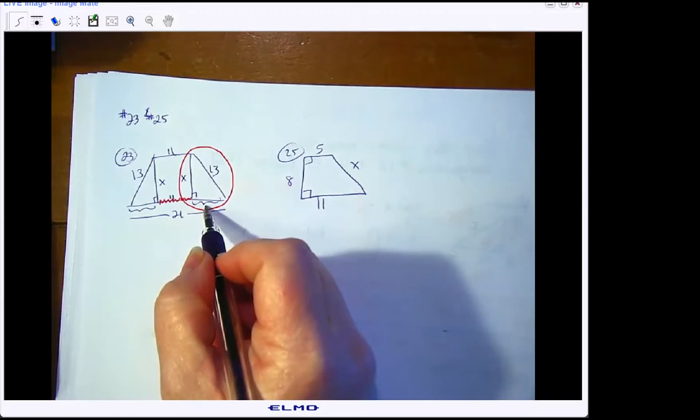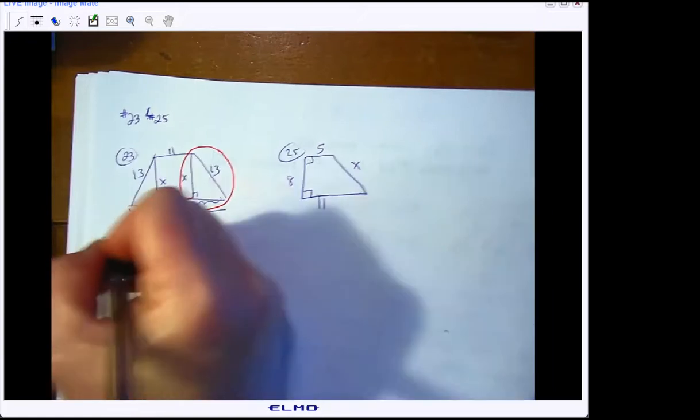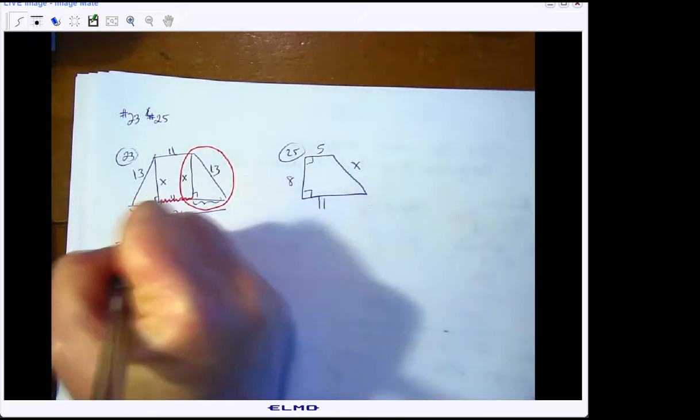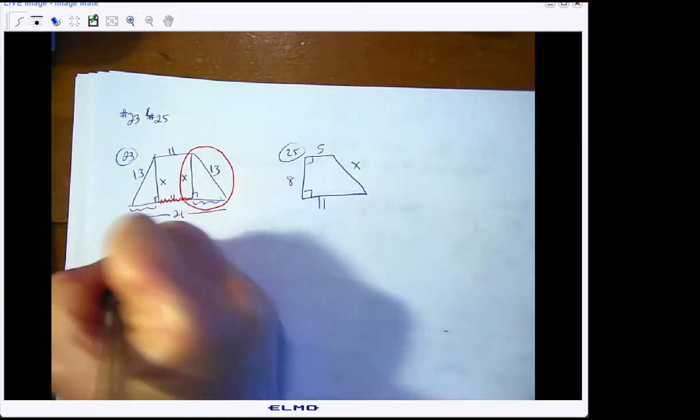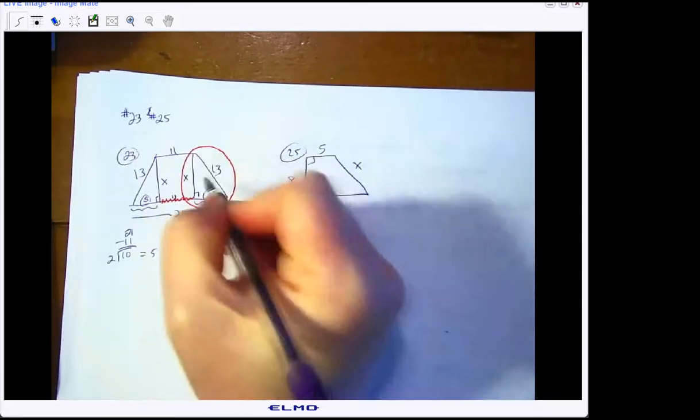No. Why not? Because you have to divide 10 by 2. Okay, so there's two parts, so we'd have to take that 10 and divide it by 2. So each part is 5. Okay, and now we can solve our triangle.